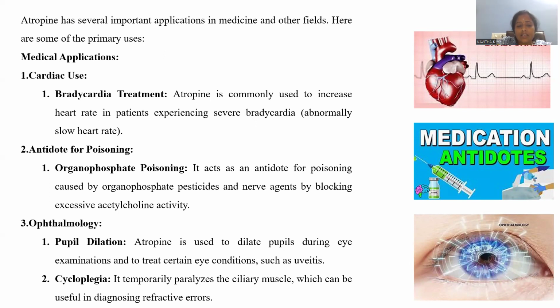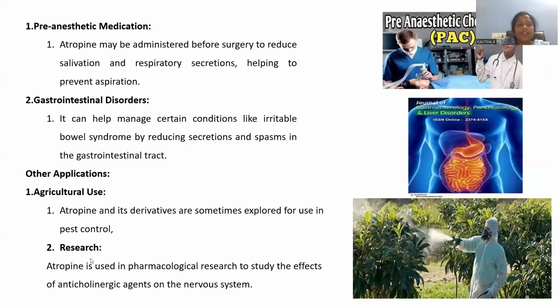Cycloplegia, temporarily paralyzing the ciliary muscles, which can be useful in diagnosing refractive errors. Ciliary muscles are present in the eye. If they are not working properly, that is called temporary paralysis, which gives some kind of eye-related problem, and an ophthalmological disorder is generated. In that condition also, we go with the consumption of atropine for the cure. So this is the way we can apply it in various medical fields.